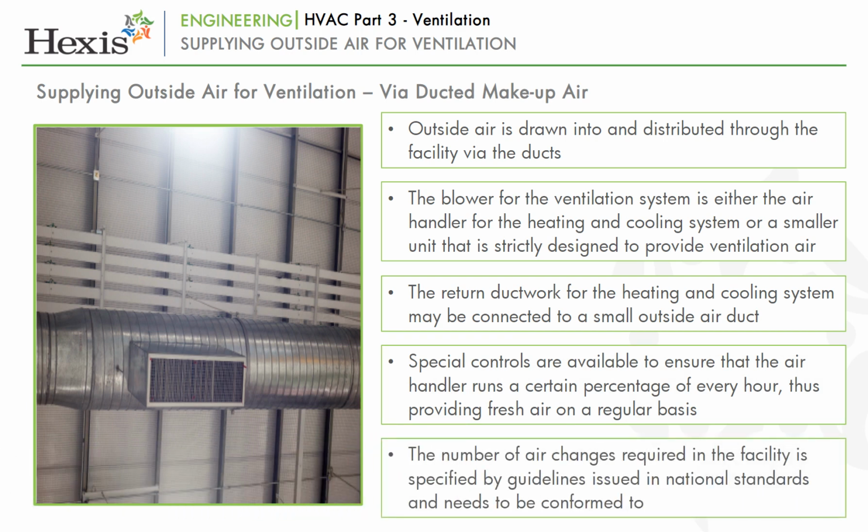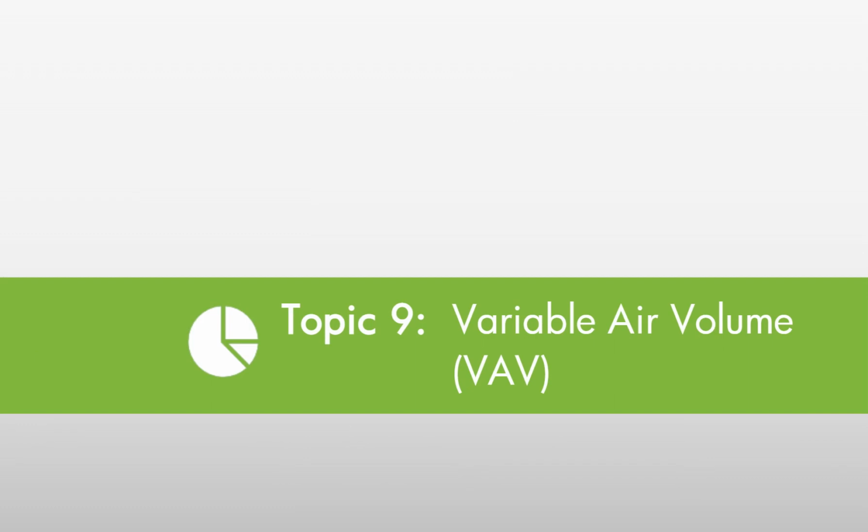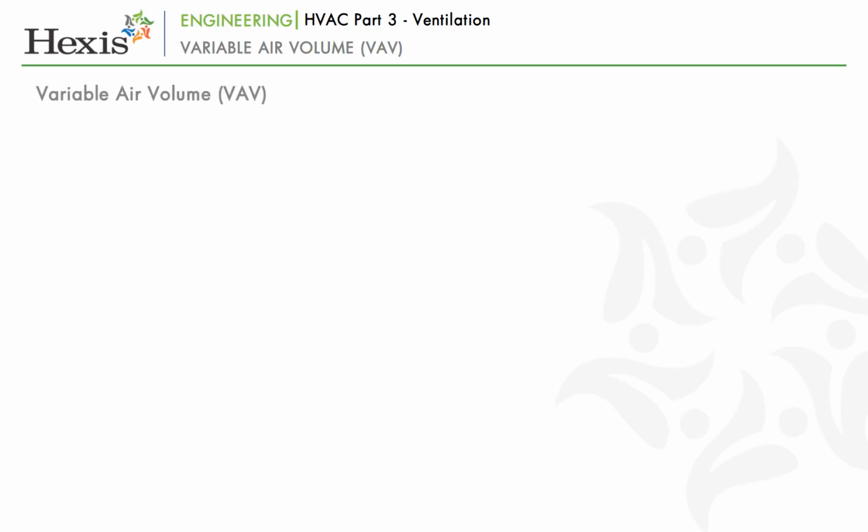The number of air changes required in the facility is specified by guidelines issued in national standards and needs to be confirmed too. The ventilation system or the fresh air intake is designed according to these guidelines. In this section, we will now look at the other ventilation system components that aid in the maintenance of the air quality. Let's begin with the variable air volume, that is VAV systems.